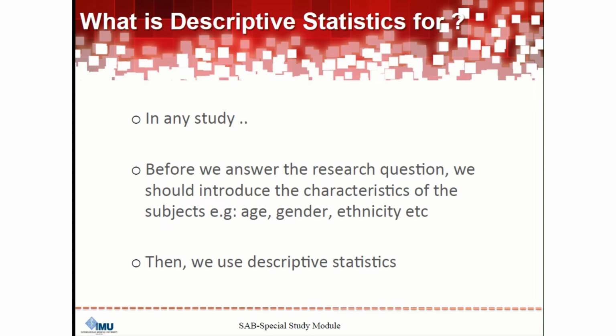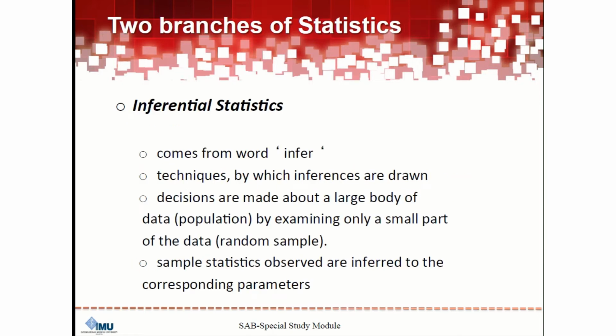So what is descriptive statistics for? In any study, before we answer the research question, we should introduce the characteristics of the subjects like age, gender, ethnicity, and other data. We have to present to the person that this is the population I'm talking about. This is the sample I'm talking about. For example, if you see the age, we can see that it is all in the range of 20 to 30 years. So you know that they are all young adults, right? So this is the reason we also use descriptive statistics to introduce what study data we have.